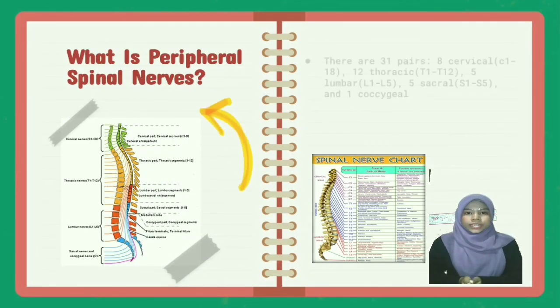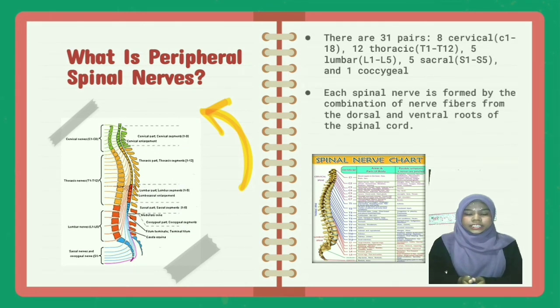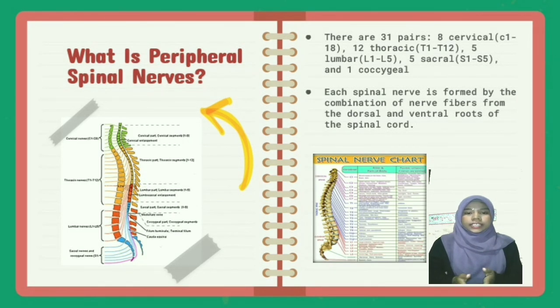The last one is the spinal nerve. Spinal nerves are the major nerves of the body. A total of 31 pairs of spinal nerves control motor, sensory, and other functions. These nerves are located at the cervical, thoracic, lumbar, sacral, and coccygeal levels.